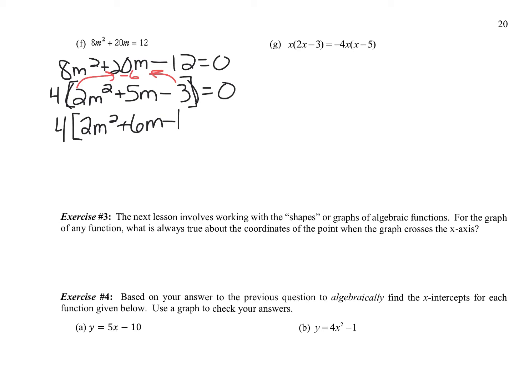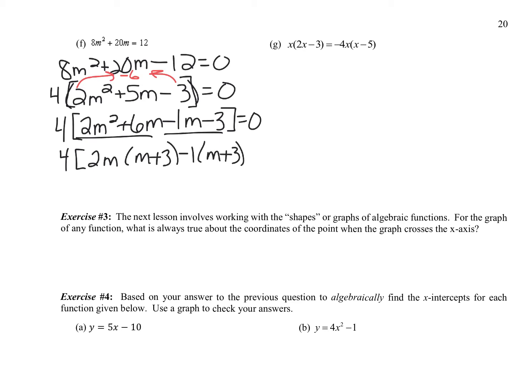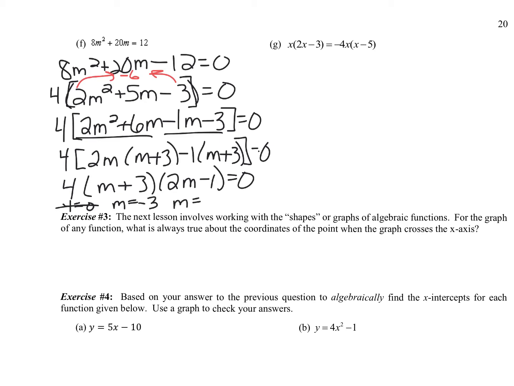So this is 6m minus 1m minus 3. So I have 4, group. So I have 4 times m plus 3 times 2m minus 1. Now I can tell that 4 is not going to give me an answer, okay? And this is because we're solving. If I was just factoring, that 4 can't go away because then I would change the expression. But if I write 4 equals 0 here, that goes away. 4 can't equal 0. And from the second factor, I get -3, and from the third factor, I get 1/2.